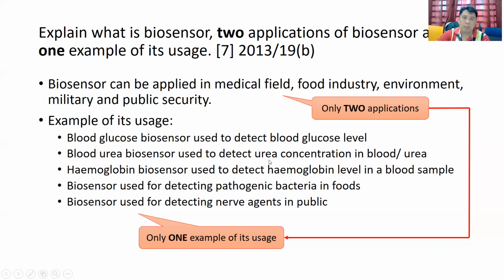You can look at urea; this one we also did in a question before. A hemoglobin biosensor is used to detect the hemoglobin level in a blood sample. The biosensor can also be used to detect pathogenic bacteria in food. And a biosensor can be used for detecting nerve agents in public, which is for public security, against terrorism. And in future, maybe you can create a biosensor that can detect the presence of coronavirus, maybe.